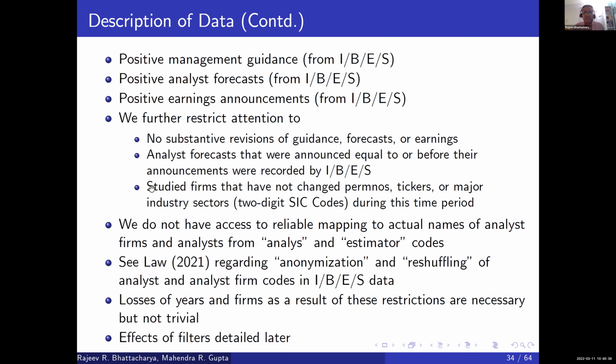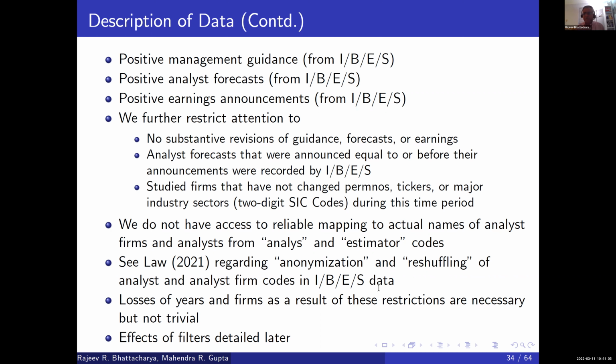And the third sub-bullet point here: studied firms that have not changed permno tickers or major industry sectors during this time period, because for our instrumentation we are going to use cross-sectional variables across other industry sectors, the 2-digit SIC code.